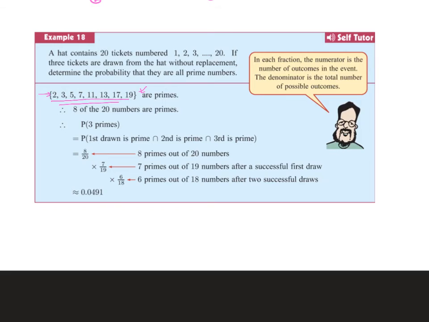So we want to find the probability that we have 3 primes. In other words, what that is saying is that I draw once, I get a prime, I draw again, I get a prime, and I draw a third time and I get a prime, which is represented here symbolically. So if 8 of those 20 numbers are prime, well then you have 8 to start with, and then you've got 7, and then you've got 6, and simultaneously that denominator is going down by 1 because you're not replacing those tickets, and you get approximately 4.91%.